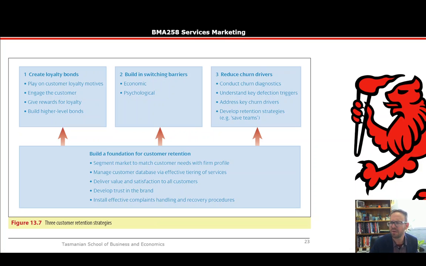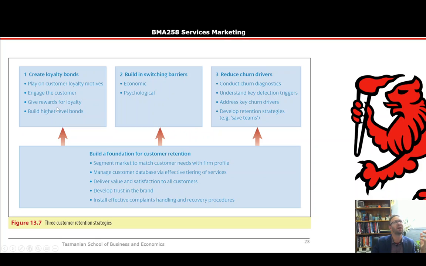So here we go. Create loyalty bonds. Play on customer loyalty motives. Engage the customer. It's hard work, but it's what we get paid to do, and it's what benefits the business in the long run. So it gives rewards for loyalty, and these rewards aren't just financial. A lot of the times we can reward our customers the most by giving them attention and just basically telling them how much we appreciate them, right?